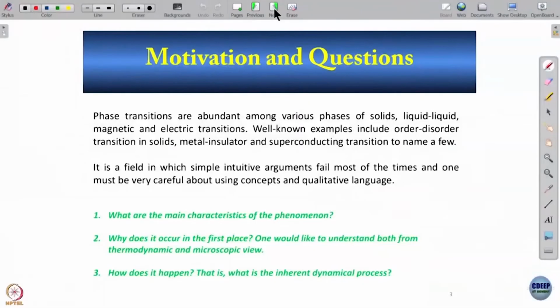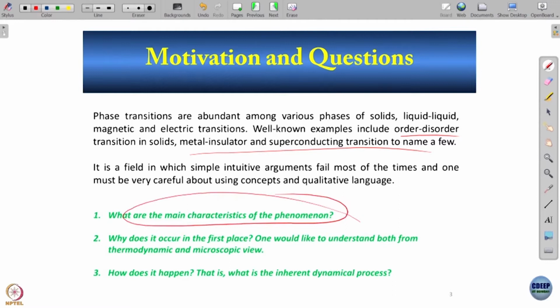I described it before, but I'll describe it a little bit more physically this time. Phase transitions are very common: liquid, solid, magnetic transition, ferromagnetic, paramagnetic transition, ferroelectric, and all these things. Well known examples are ordered. These are many phase transitions here. Then we ask three questions: what, why, and how? What are the characteristics of the phenomena? What is a phase transition? Why does it happen? That is the why. How does it happen?